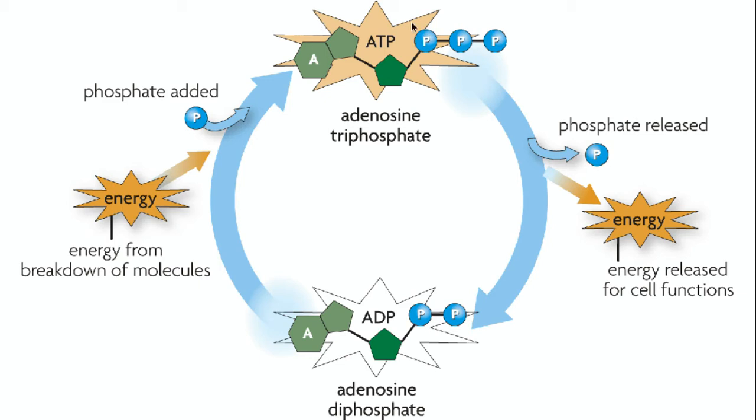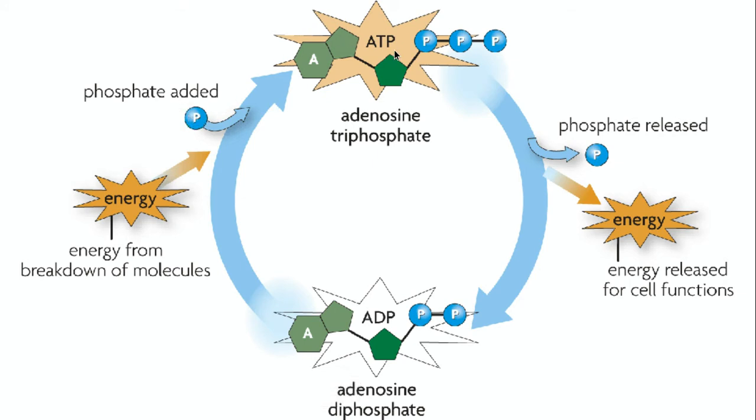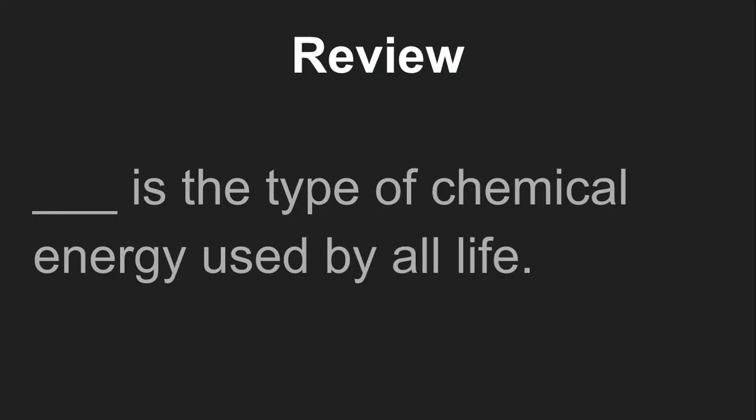You have your ATP molecule up here, the bond is broken, a phosphate is released, and energy is released for some cellular function, something the cell wants to do. That produces ADP, and then energy is added back in so it can rebond that last phosphate group, and then ATP is formed, and it just keeps on going around and around like that.